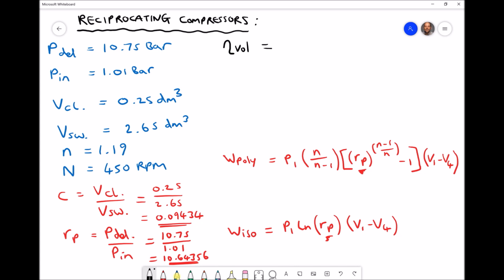And our volumetric efficiency can be found using the following formula. 1 minus the clearance ratio times the compression ratio to the power of 1 over n, minus 1 inside our square brackets there. Now once again I'm going to use full calculator answers for my clearance ratio and my compression ratio. But for simplicity here, I'm going to write the rounded values. So we have 1 minus 0.09434.